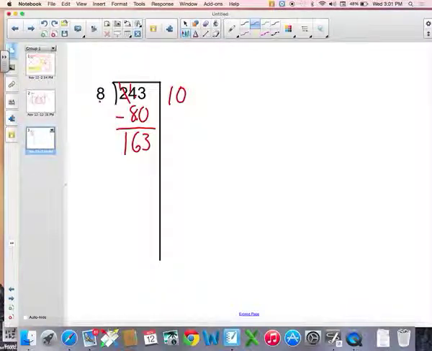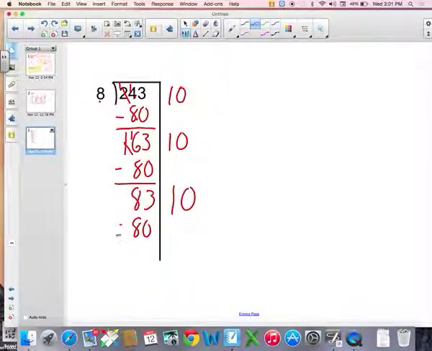Then I could say, okay, well, I can take 10 more out. So I take 80 away again. 3 minus 0 is 3. 16 minus 8 is 8. Hey, look, I can do it one more time. Another 10 comes out, and I'm left with a remainder of 3. I can't take any more 8s out of that, so it's a remainder of 3. So what I do is I add how many 8s I take out: 10 plus 10 plus 10 for a total of 30 8s and a remainder of 3.